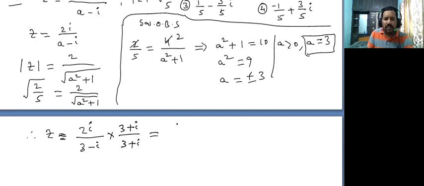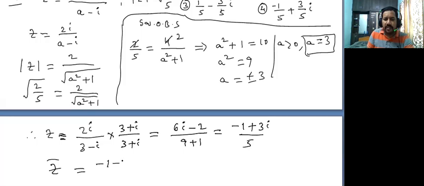Now 6i minus 2i square, that is minus 2, divided by (a − b) into (a + b), that is a square plus b square. Take common, and you will get minus 1 plus 3i divided by 5. This is Z. Now what is Z conjugate? Z conjugate is equal to (−1 − 3i) divided by 5. Now we can write minus 1 by 5 minus 3 by 5 i.